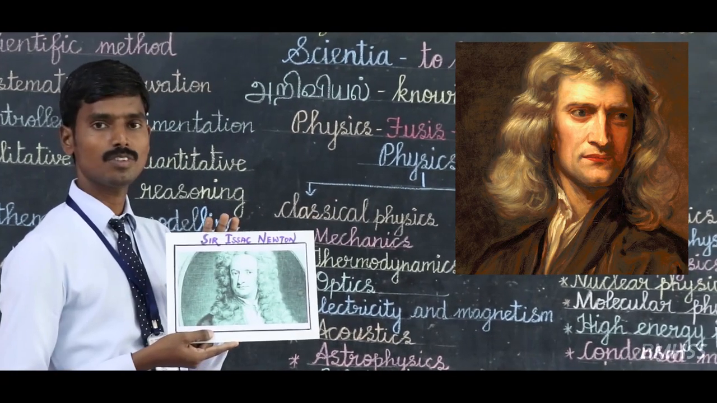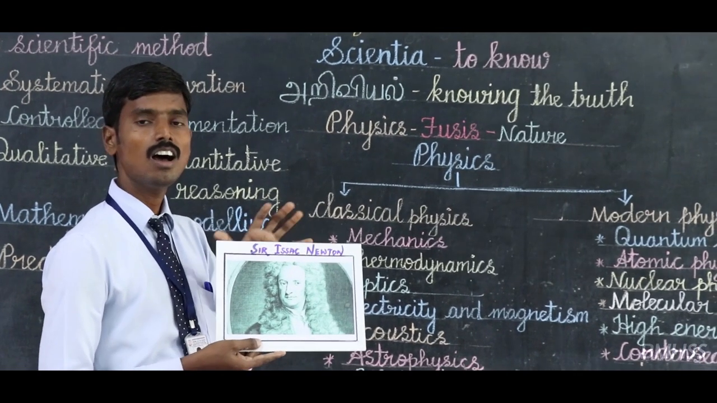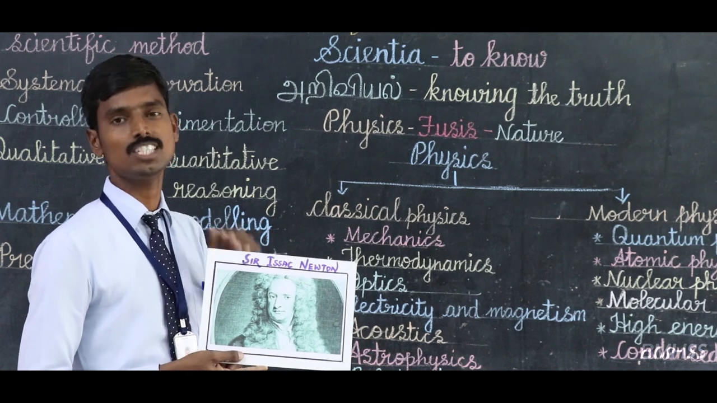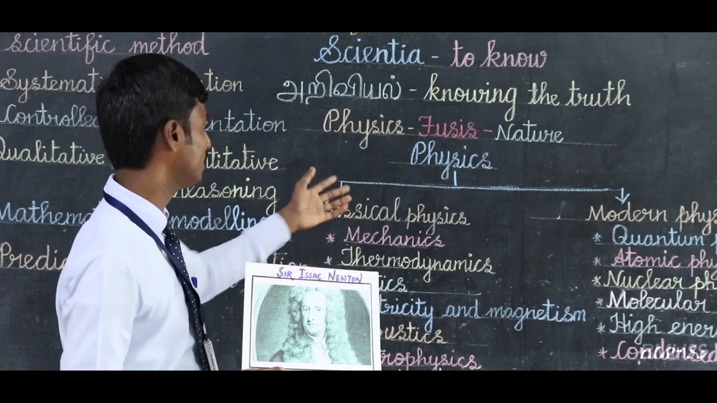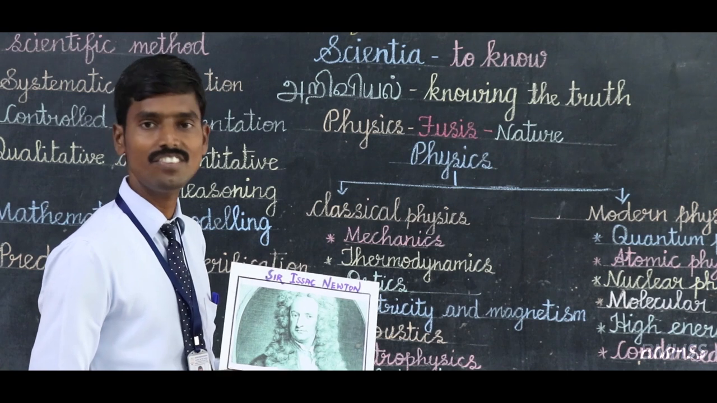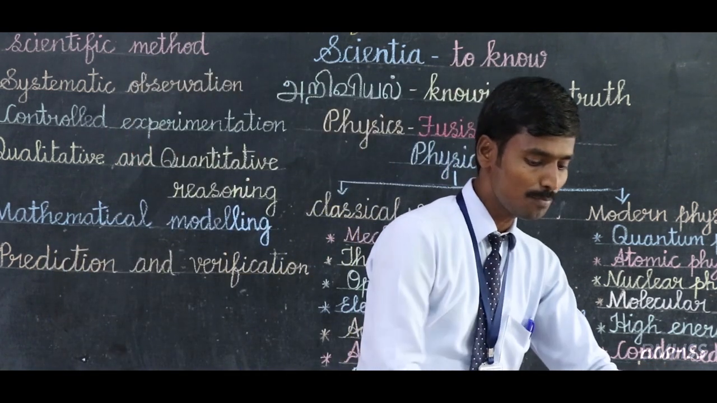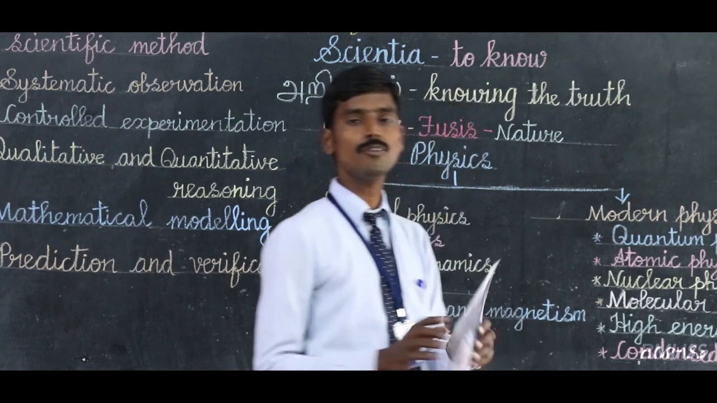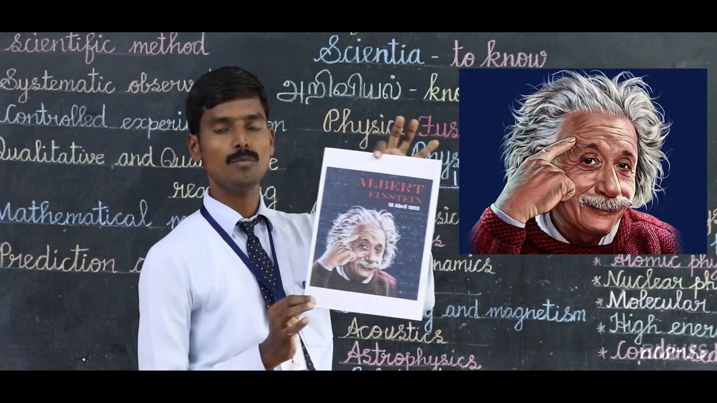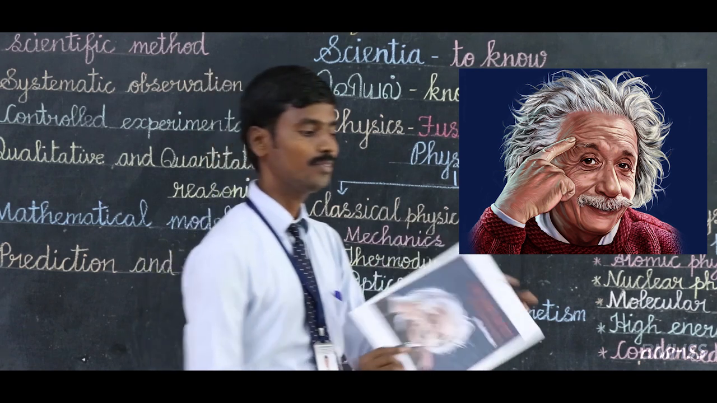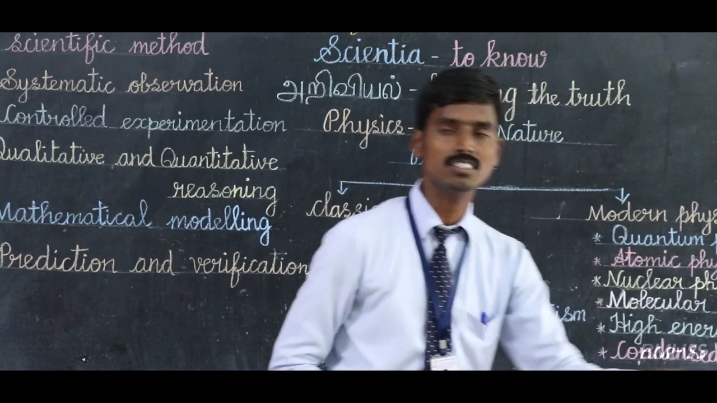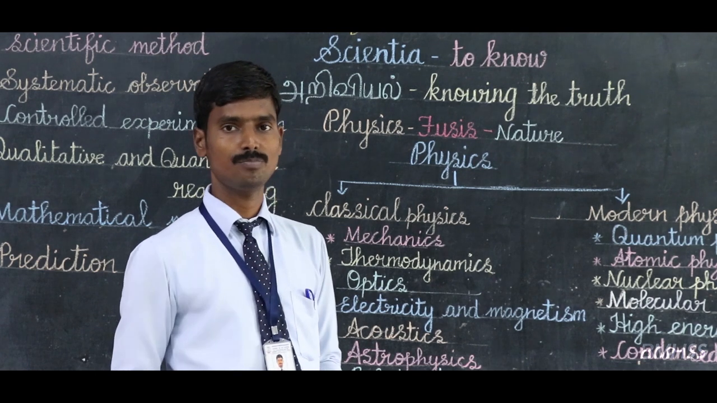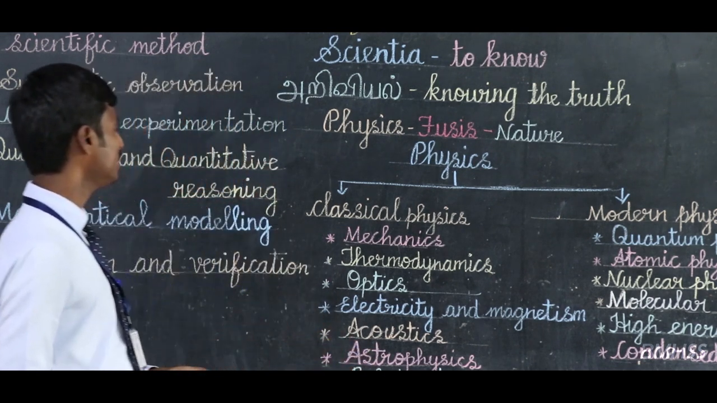His concept and laws were all accepted by the people before the beginning of the 20th century. This is classical physics, or traditional physics. The next branch is modern physics. The father of modern physics is Albert Einstein. His concepts and laws were all accepted at the beginning of the 20th century. Here, the first one is classical physics.